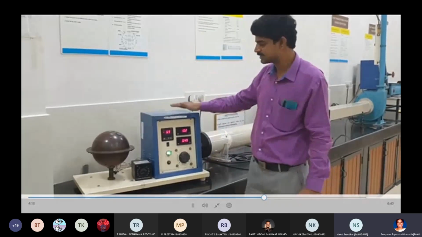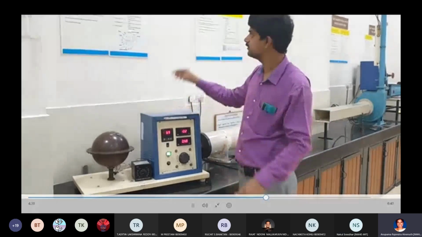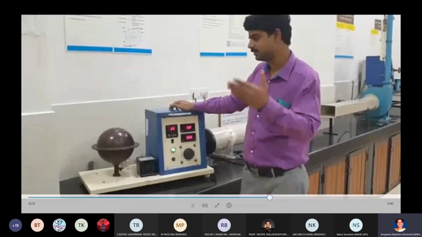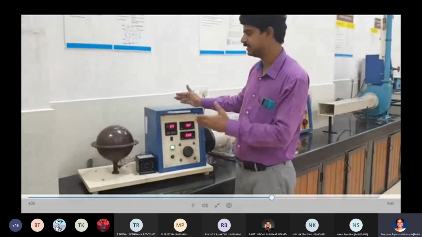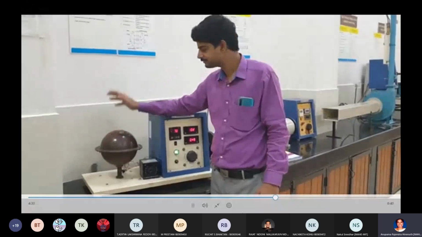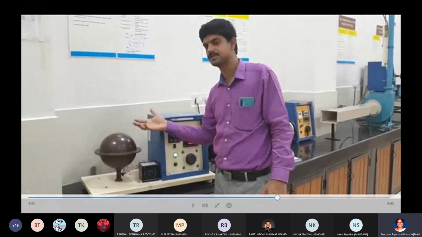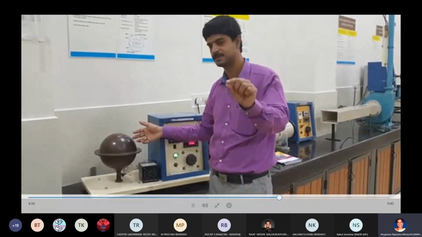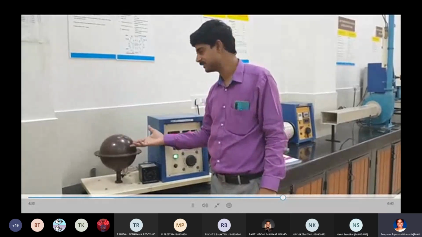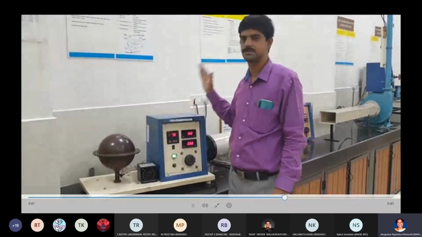So the objective of this experimental setup is to determine the thermal conductivity of the insulating powder, which is the ultimate objective, but the immediate objective of doing the experiment here is to know the temperatures on the outer surface of the sphere as well as on the inner surface of the sphere. I'm sorry, correct it as sphere, not cylinder. So that is why you are doing the experiment.